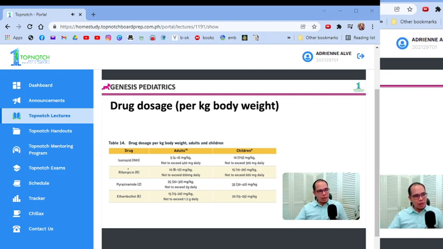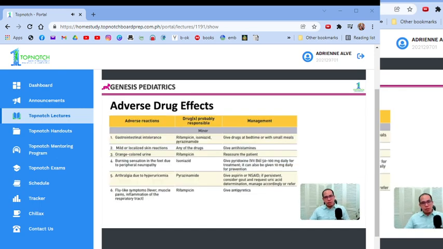So just so you know, isoniazid, rifampicin, pyrazinamide, and ethambutol. These are the dose ranges. So 10, 15, it's actually 10 to 20, 10, 15, 35, and 20. Okay? So yan yung mga recommendations. And again, in children, guys, yun yung mas mataas usually yung dosage nila. Okay? Adverse drug effects and what to do.